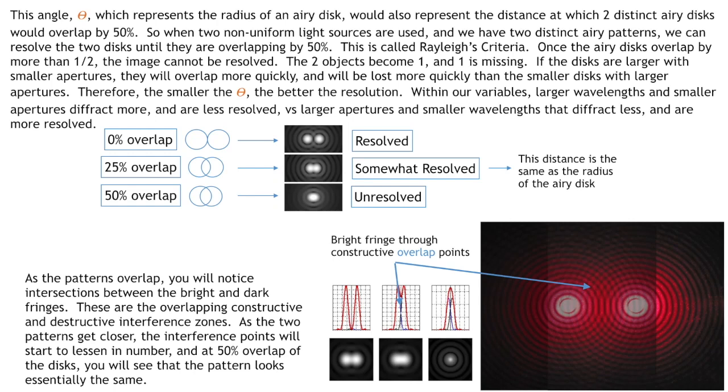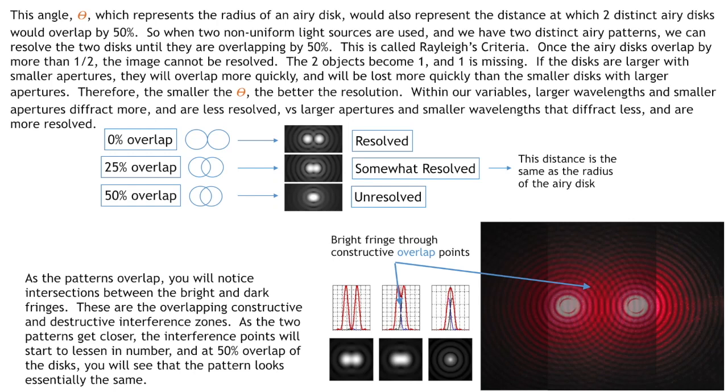If the disks are larger with smaller apertures, they will overlap more quickly and will be lost more quickly than the smaller disks with larger apertures. So therefore, the smaller the angle, or the smaller theta, the better the resolution. You can pinpoint them as two distinct units for longer. So within our variables, larger wavelengths and smaller apertures diffract more and are less resolved versus larger apertures and smaller wavelengths that diffract less and are more resolved.